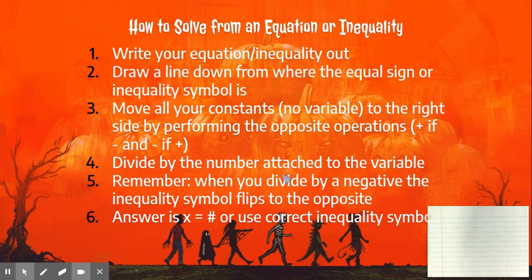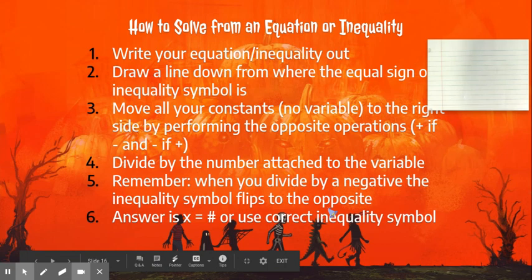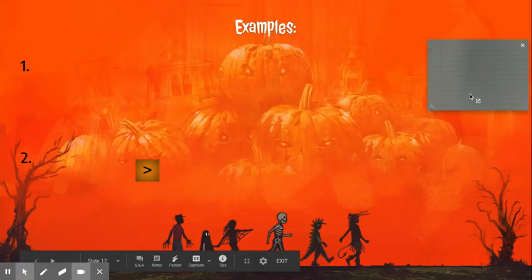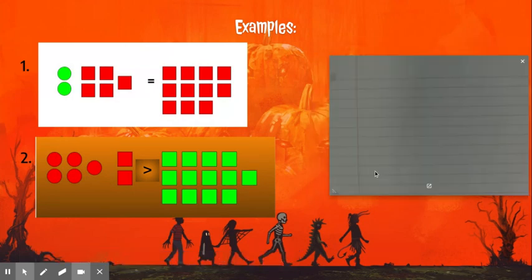Divide by the number attached to the variable. And then remember, when you divide by a negative, the inequality symbol flips to the opposite sign. And your answer is going to be x equals whatever number, or the correct inequality symbol that's there. Okay, so we're going to do just two problems today. We're going to do one equation and one inequality.